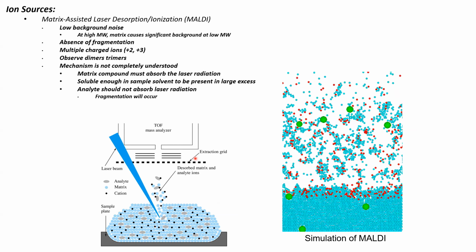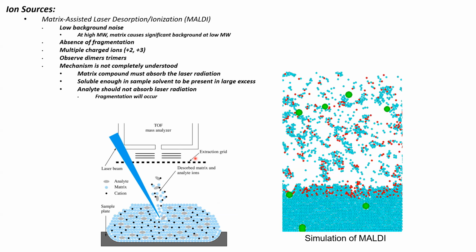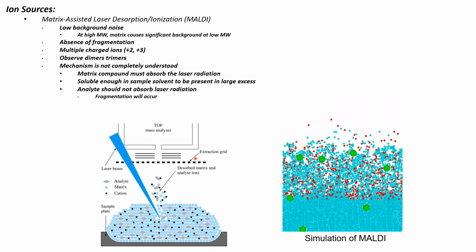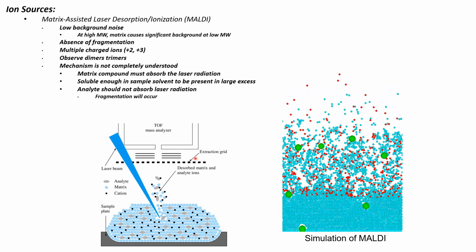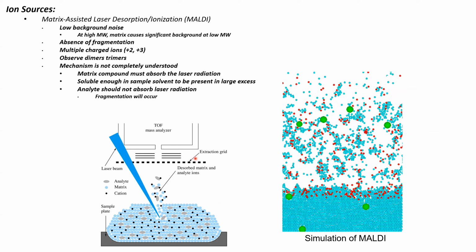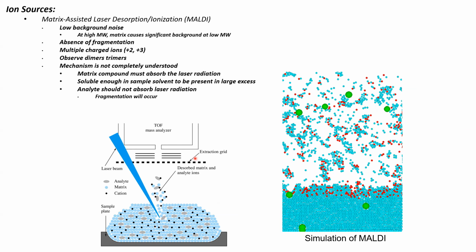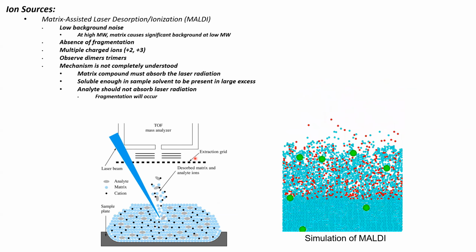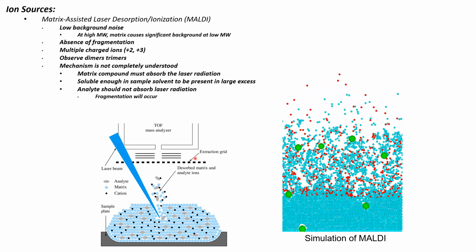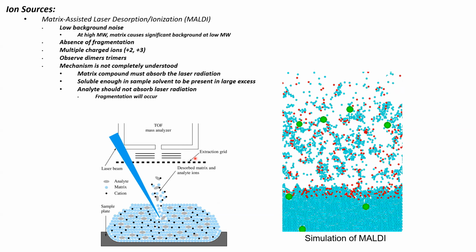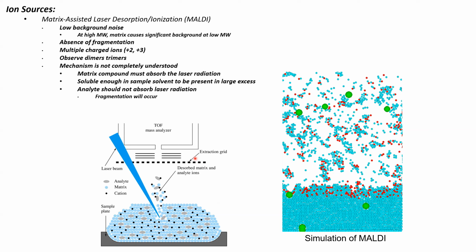So it's not really suitable for small molecules, but it's very suitable for large biomolecules. There's typically an absence of fragmentation. We have multiple charged ions, however, maybe +2, +3 instead of just +1. It's also possible to observe dimers and trimers. The mechanism of MALDI is not completely understood.